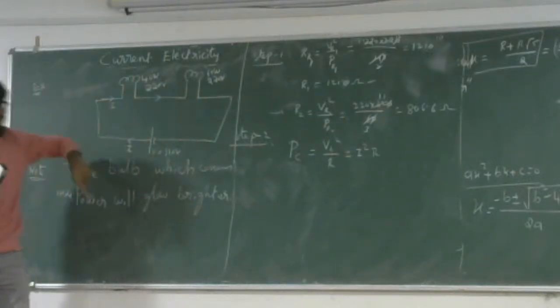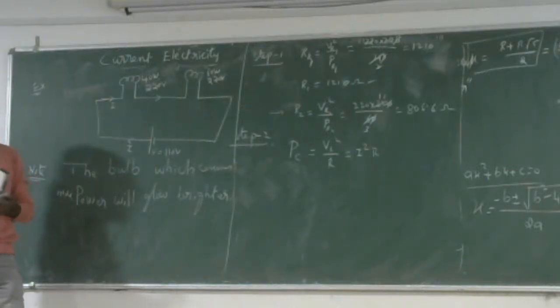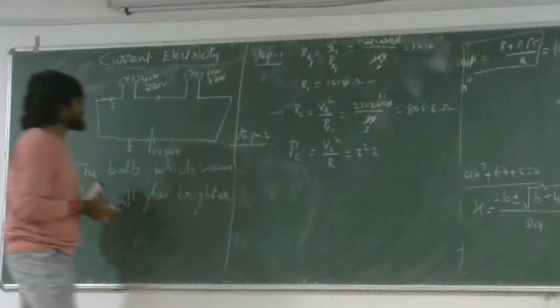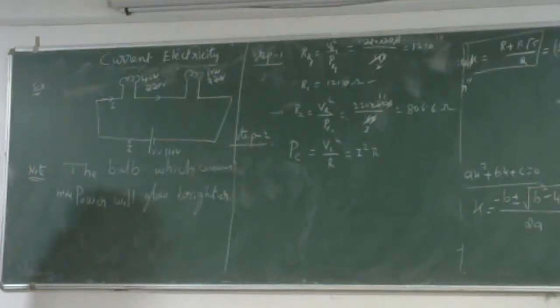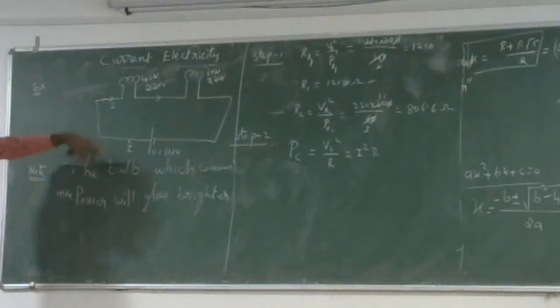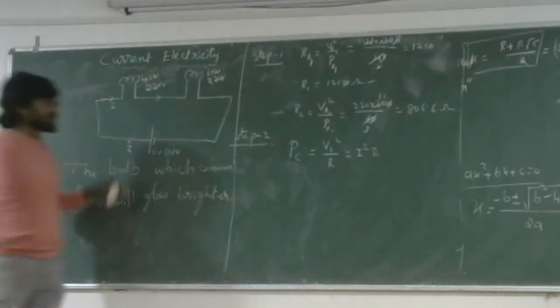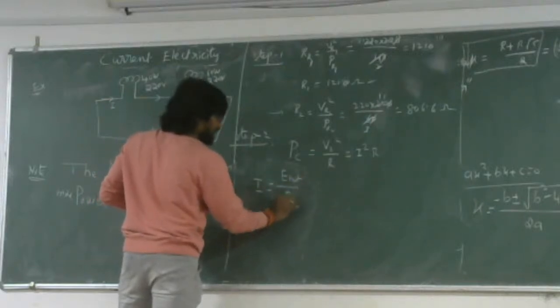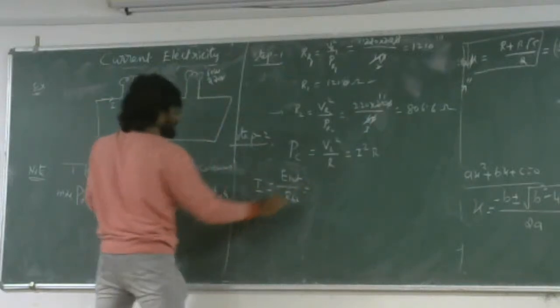So calculate the current and substitute, then you can get the power consumed by each bulb. Because the resistances are different, first try to find out what the current is. Current is equal to net EMF in the circuit divided by total resistance. So you can write I is equal to net EMF by R total.